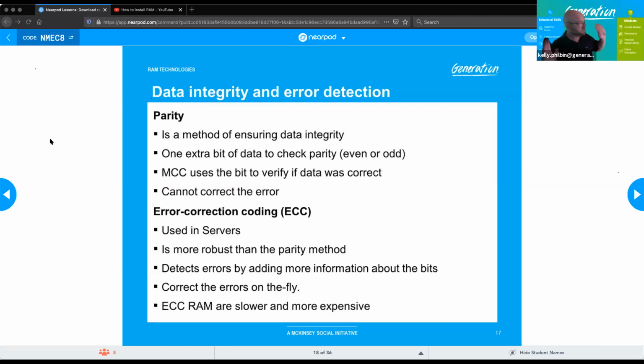It can do this on the fly. You typically will not see this in personal computers for two reasons. One, it is highly expensive, and two, it's slower. So you're going to typically have this in servers. They're going to have huge RAM banks with these ECC chips in there. That is the error correcting coding. So we'll walk through an example of that, which will include the parity.